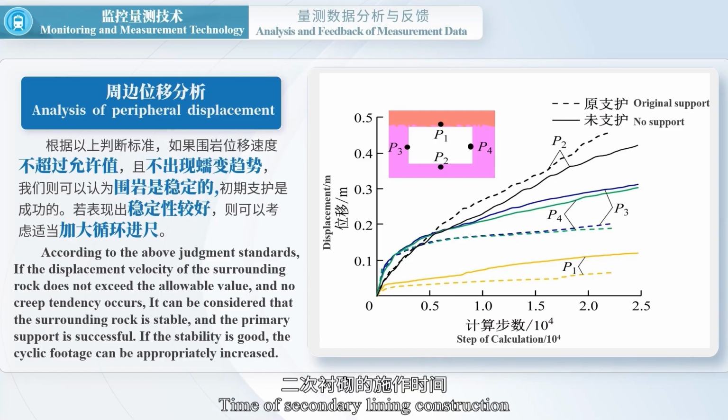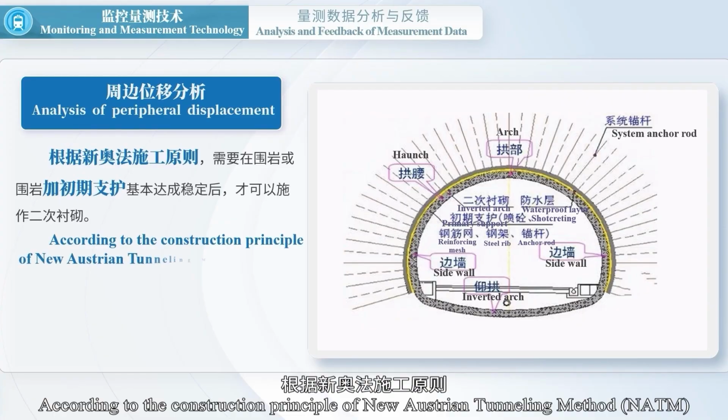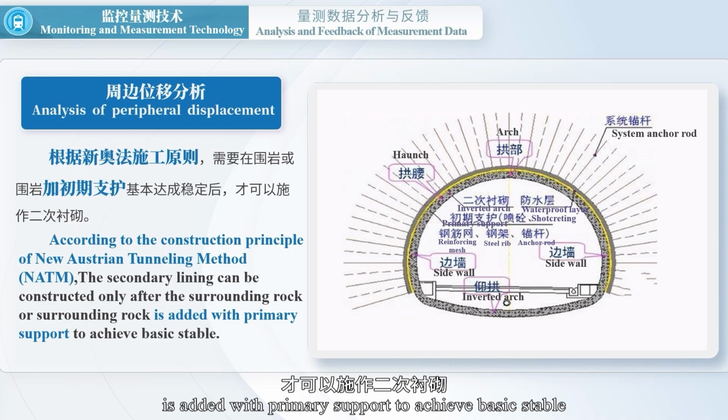Time of secondary lining construction. According to the construction principle of the New Austrian Tunneling Method, NATM, the secondary lining can be constructed only after the surrounding rock, with primary support added, achieves basic stability.